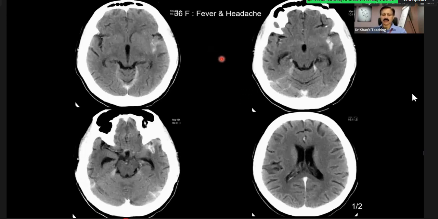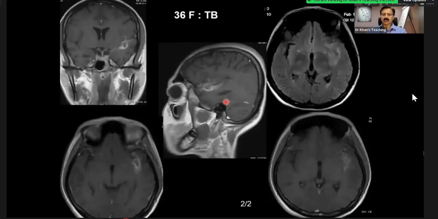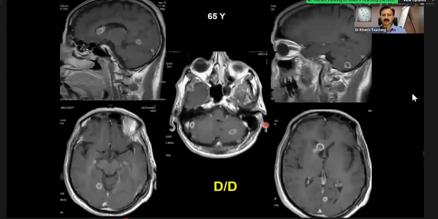This is on a CT scan, and you can see that there is enhancement of the pia mater, and actually this is the same thing. And this was also TB, and this is a post contrast, and this is a FLAIR which has got this high signal. And when you give contrast, it enhances. So nothing new on this case.